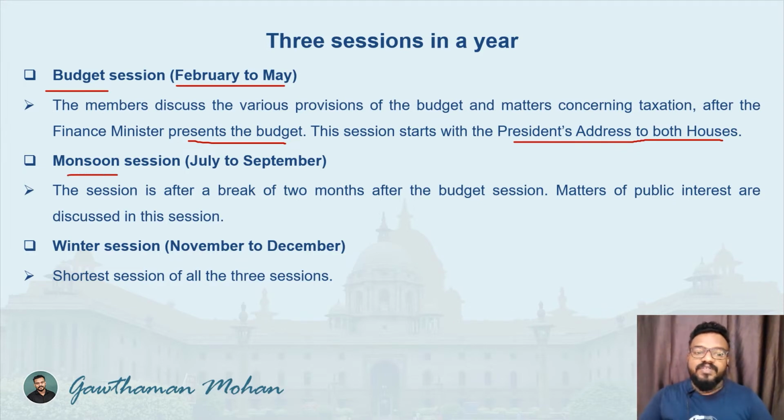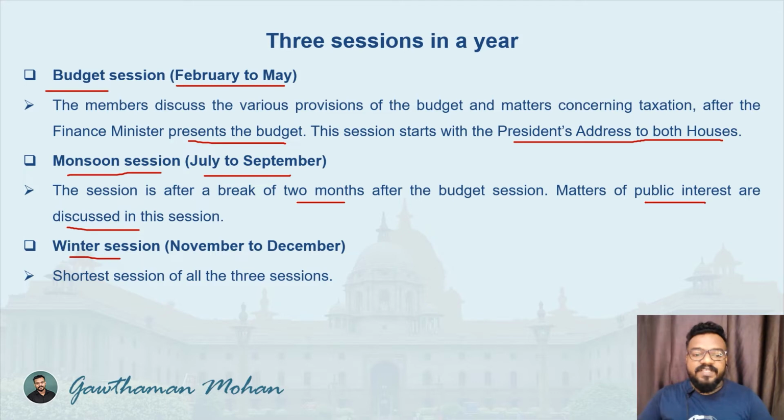And then we have the monsoon session, and usually the time period is July to September. This session is after a break of 2 months after the budget session, and matters of public interest are discussed in this session. So that is the importance of Parliament, right? The Parliament is there to discuss our problems. If you want to proceed with legislation, the Parliament will do that.